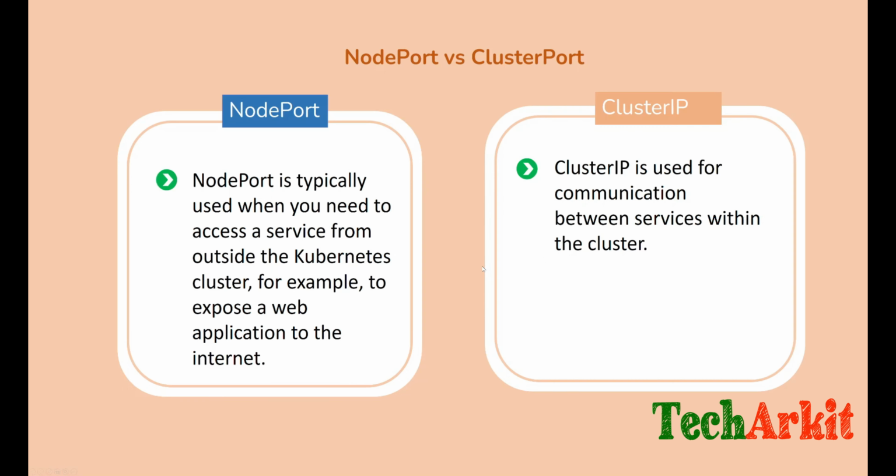So what does ClusterIP do? ClusterIP is used for communication between the services within the cluster. That's the main part of it. Internal communication is also very important, so that all the components work together, and only then does the cluster work smoothly. So that's the major difference.